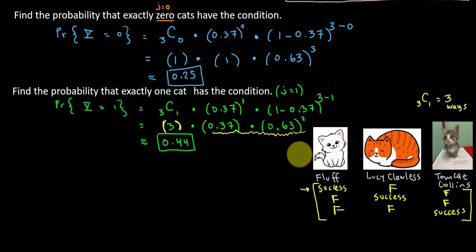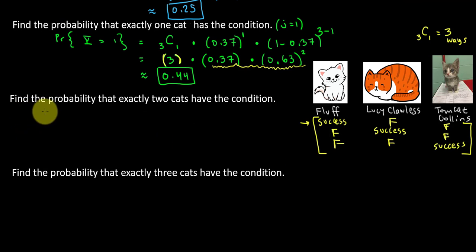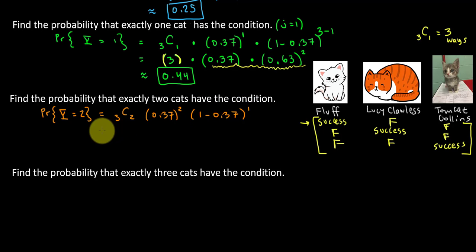All right, let's crunch some more numbers. Hopefully you're getting the hang of this, so I will go a tad faster. Probability of 2 successes is 3 choose 2, 0.37 squared, 1 minus 0.37 to the first. This is still multiplication by 3. Can't really simplify that without the assistance of a calculator. Okay.